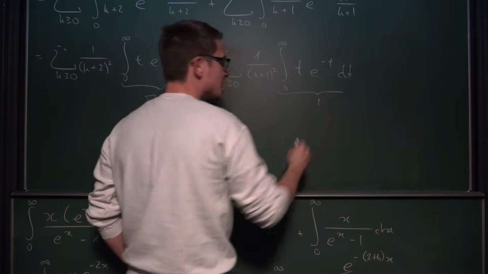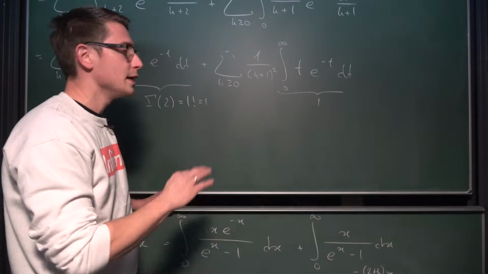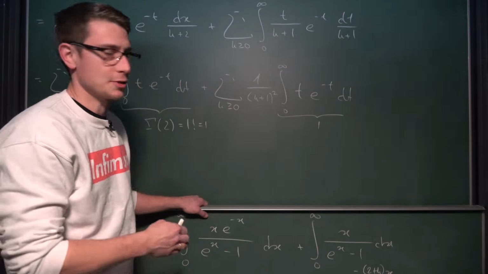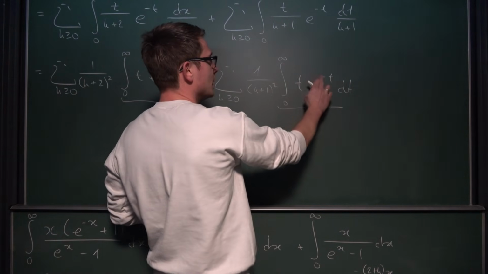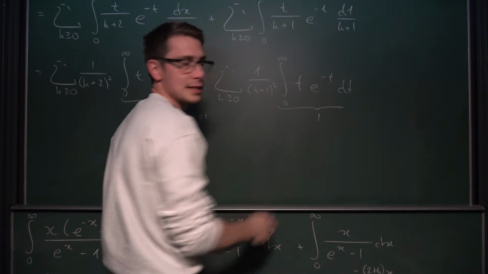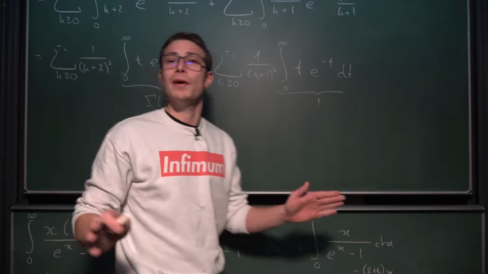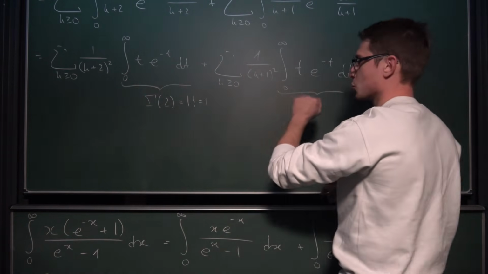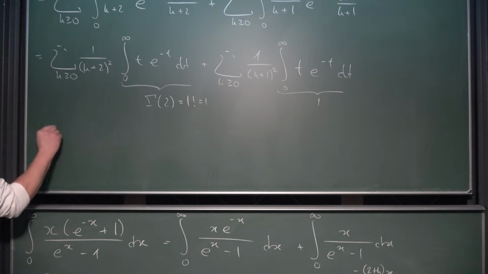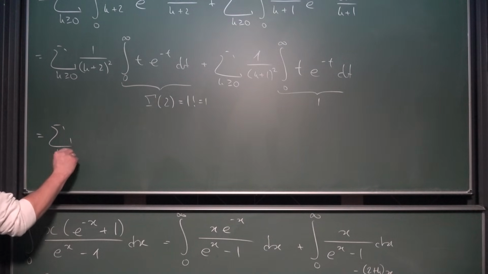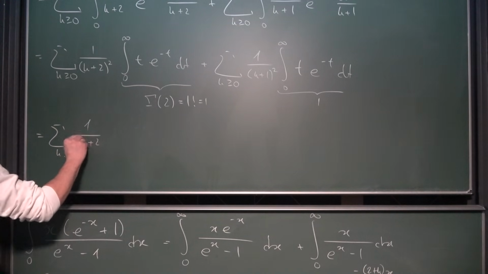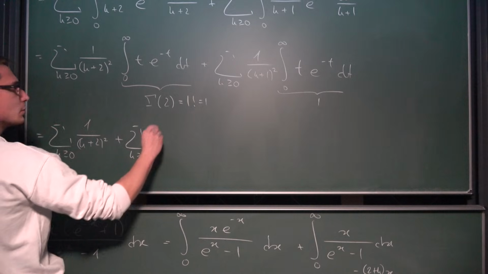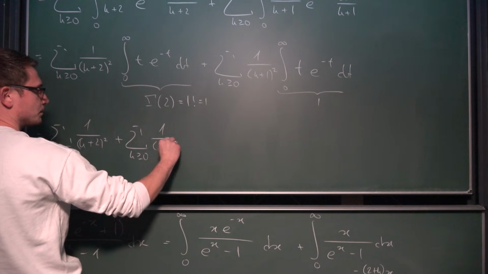Same thing over here. As mentioned before, you can do just a regular DI method, for example, and it's going to go to 0 really quick. And due to the limits, most of the stuff is just going to vanish or dominate in case of t going to positive infinity and hence e to the negative t going to 0. Do it however you wish. Point being, what we are going to end up with is just the summation of those two series right here: the sum for k greater or equal to 0 of 1 divided by (k plus 2) squared plus the sum for k greater or equal to 0 of 1 divided by (k plus 1) squared.